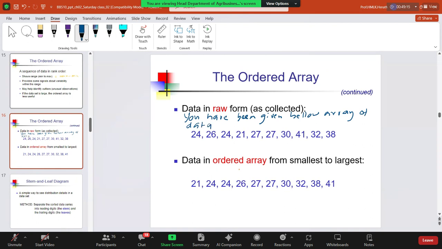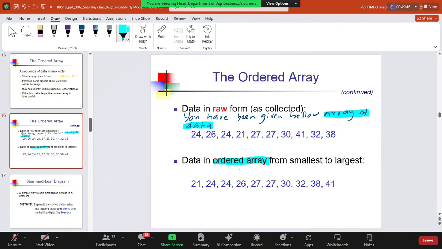This is an array of data. We talk about an ordered array of data. Here, what we have is an ordered array.